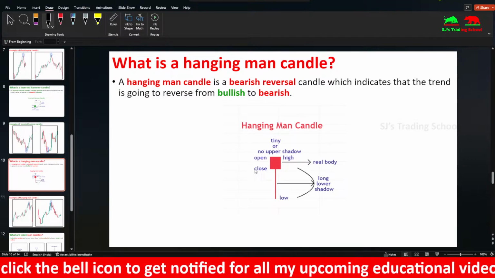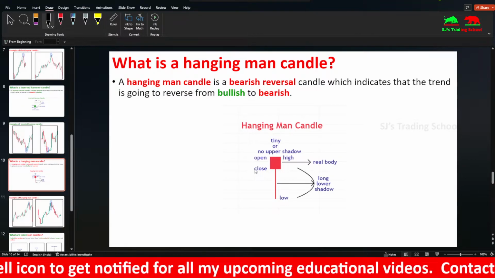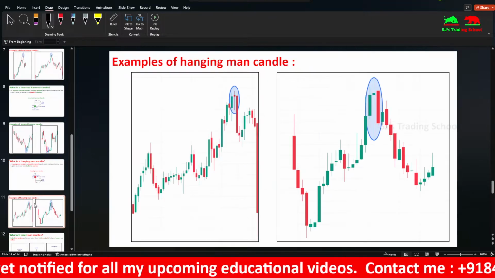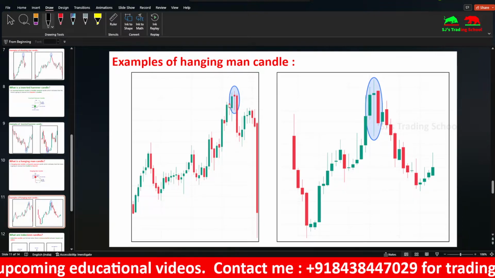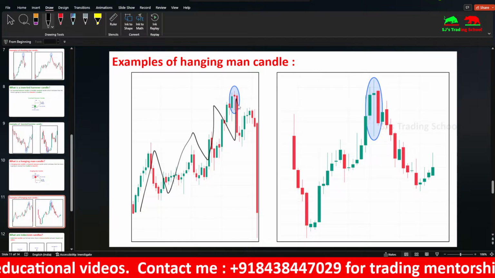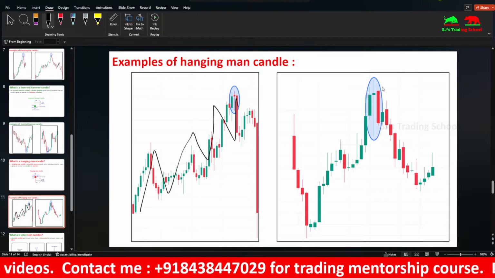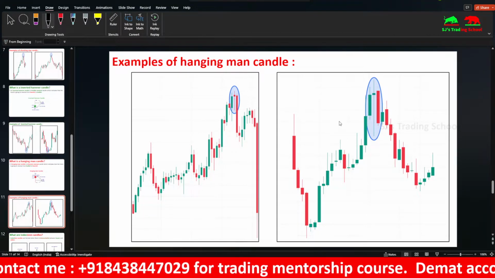The selling is about to start. The market is going to reverse from bullish to bearish. So this is what happens here. So the example: irrespective of the color, the prior trend must be an uptrend. Then you can consider it as a hanging man. Irrespective of the color, you can consider it as a hanging man.